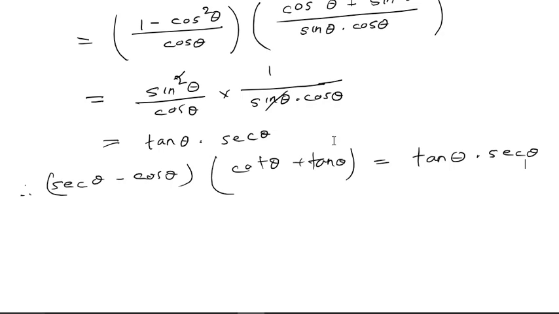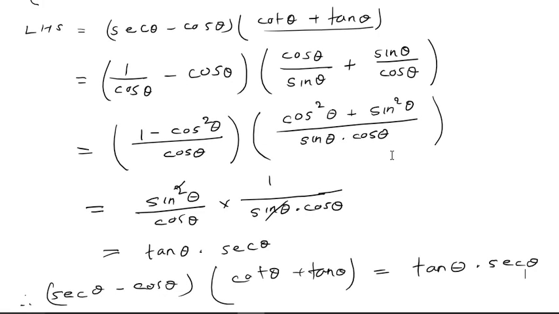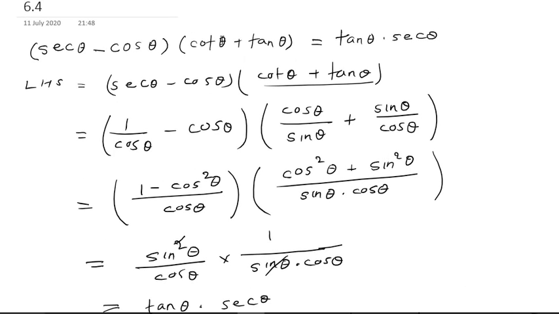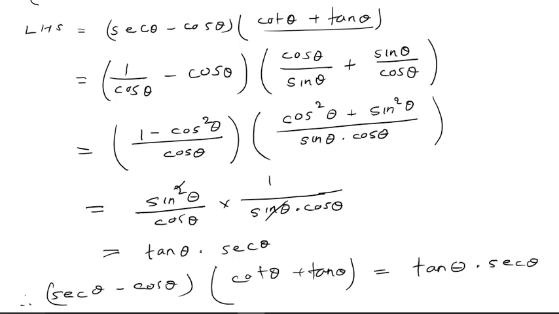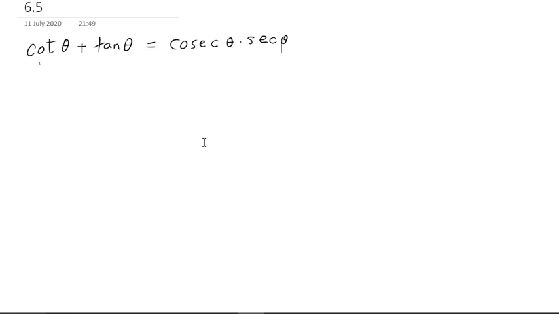Yes, right. So what we have done here, we have converted each sec, cot, tan, everything in terms of sin and cos. So whenever there are more number of terms involved, it is better you convert them in sin cos. Let us see the next question. Cot theta plus tan theta equal to cosec theta into sec theta.